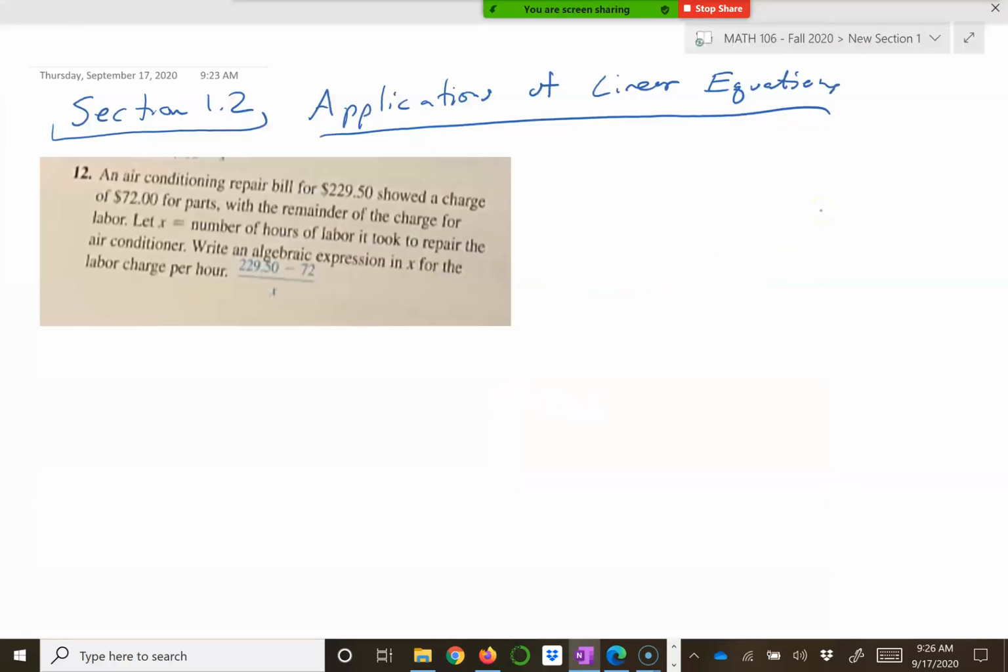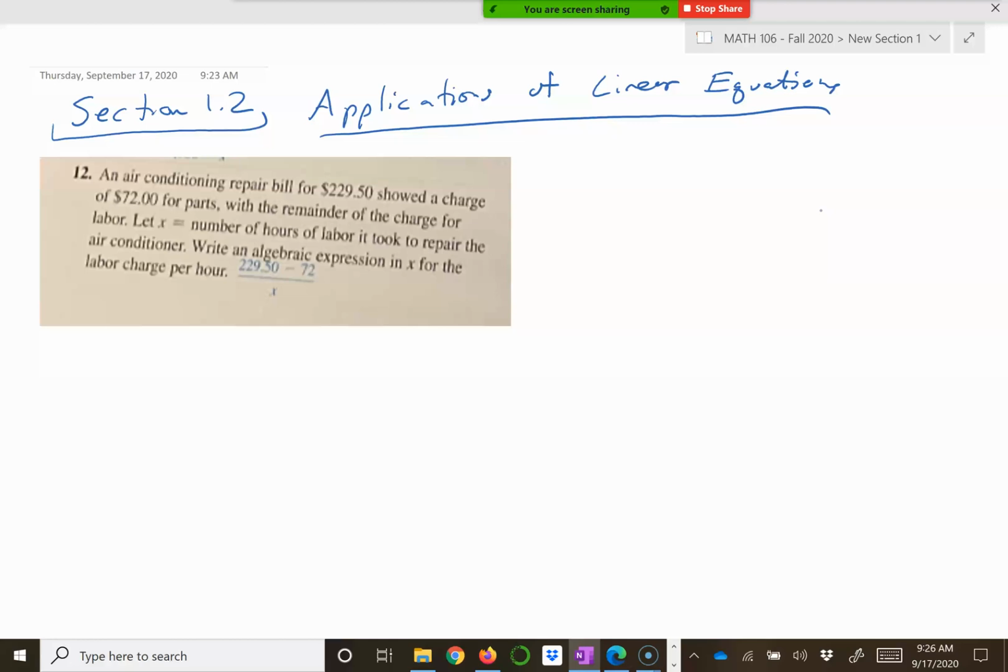Essentially what we're going to end up doing is trying to write out a linear equation. So we have an air conditioning repair bill for $229.50. That seems like a lot, but whatever. It showed a charge of $72 for parts, with the remainder of the charge for labor. They say, let X equal the number of hours of labor it took to repair the air conditioner, and write an algebraic expression for X for the labor charge per hour.